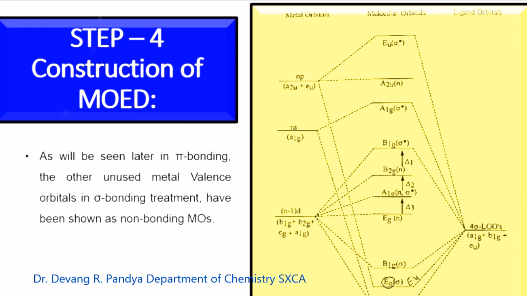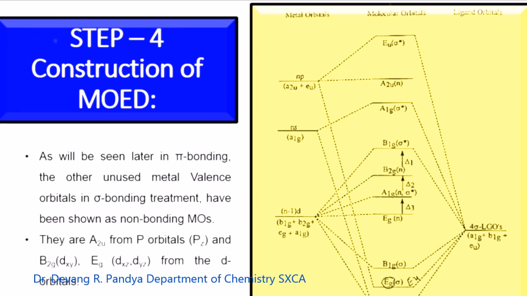geometry in our upcoming lecture, the other unused metal valence orbitals in the sigma bonding treatment are shown as non-bonding molecular orbitals. They are A2U from the p orbital, that is pz, which I have already discussed, that is non-bonding A2U. B2G, that is dxy, is non-bonding as well, there is no interaction with the ligand, and EG, dxz and yz, EG is completely non-bonding in character.